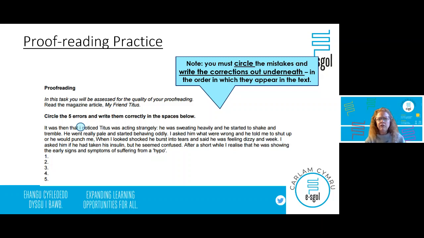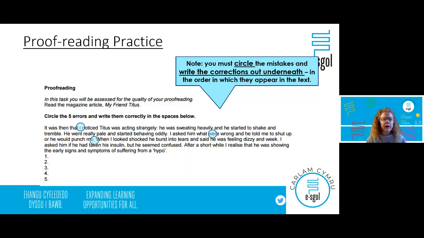Okay, so I'm going to keep reading. He was sweating heavily and he started to shake and tremble. He went really pale and started behaving oddly. I haven't noticed anything odd there. I asked him what were wrong. Right, okay, I know that's a mistake. I asked him what was wrong. I know that doesn't make sense if I've got were instead of was.